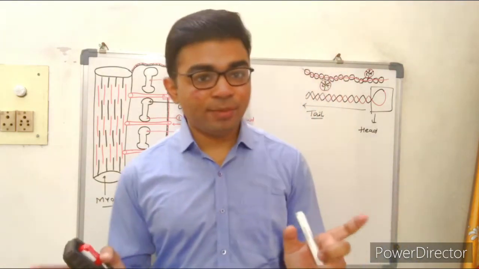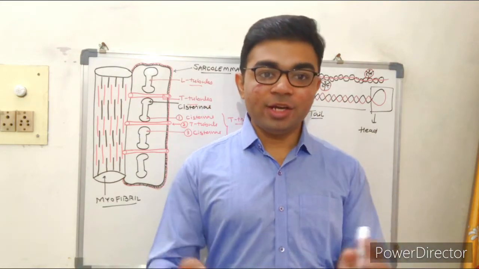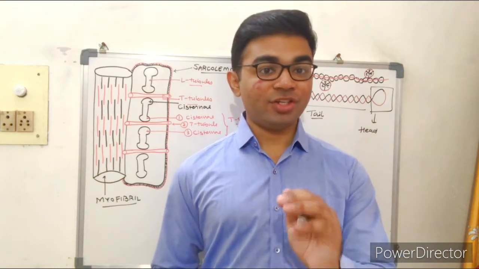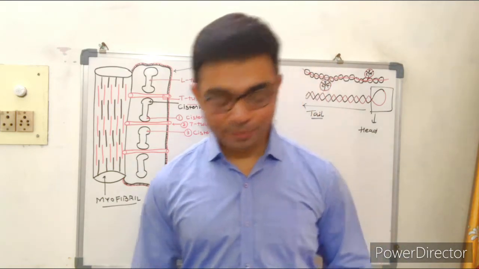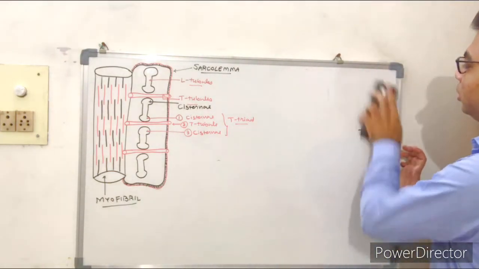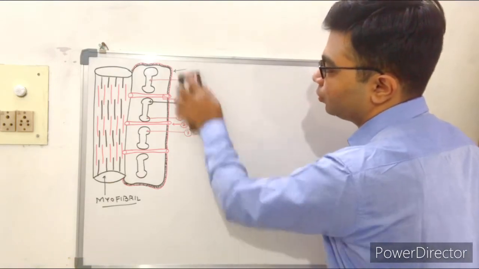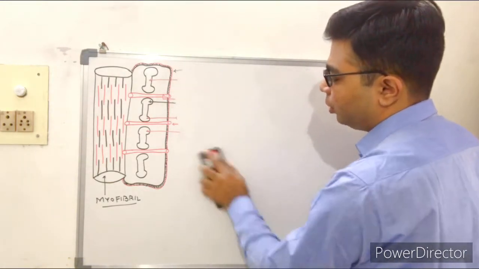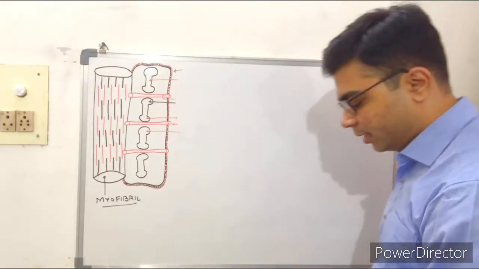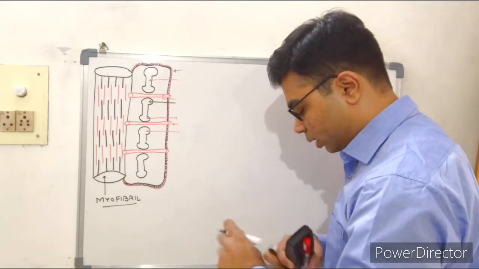I hope this concept of the sarcotubular system as well as the contractile elements are clear to you. Now let us understand what happens when an action potential arrives at the sarcolemma. Now let me rub all these things. I'm going to draw a small diagram which will be very helpful for us to understand the excitation-contraction coupling.